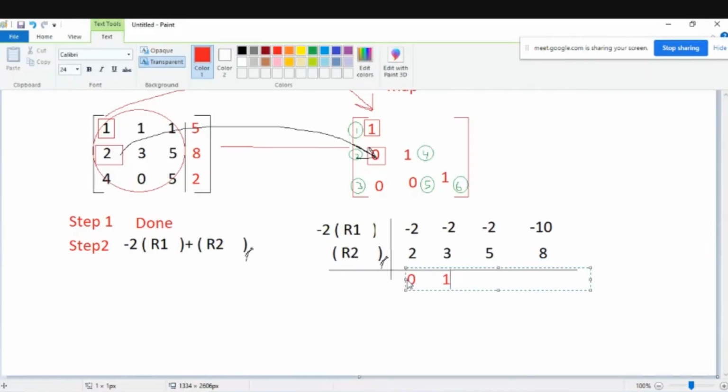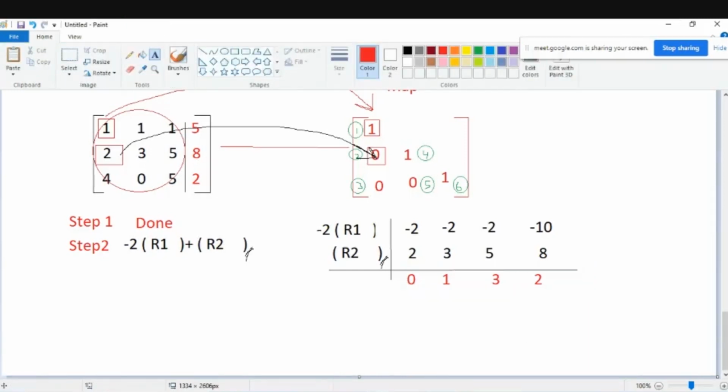This will give you 1. -2 plus 5, only 3. And -10 plus 8 will become only 2. Then here it is. Then remember what I'm going to do. Correct? Or -2 here? Yes, -2. Then I should put here -2. After that, I will copy the same matrix.